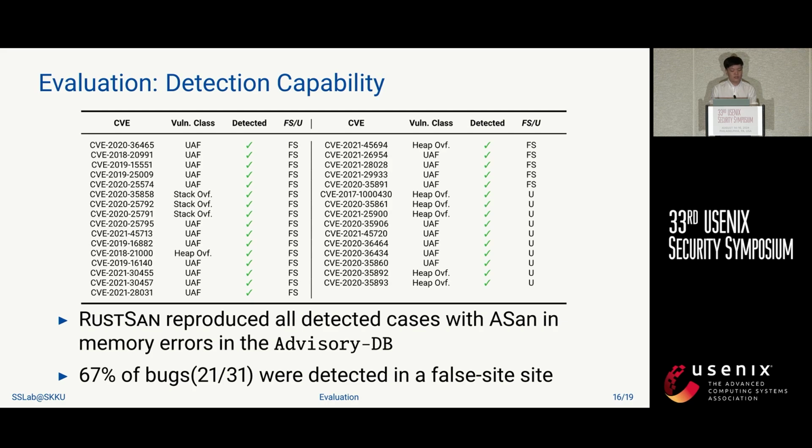We also evaluated the detection capability of RustSan. We surveyed all Rust CVEs from the advisory database and picked out the ones that could be reproduced with ASan. Then we performed a detection test with RustSan on the same samples. Even with 94% of checks removed, RustSan successfully detected all CVEs that ASan can detect. Furthermore, 66% of them are detected at false safe sites, which shows the effectiveness and accuracy of our cross-IR analysis. These are cases of memory errors that are born within unsafe, but manifest themselves in the safe parts of Rust.